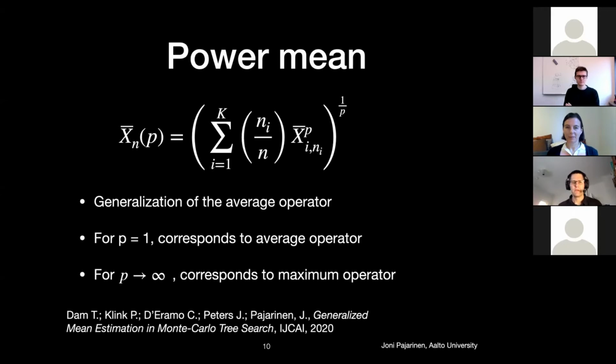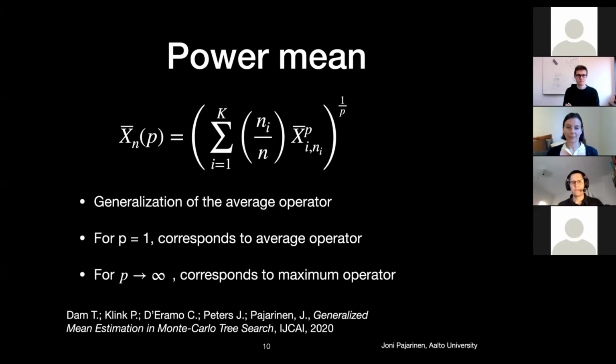So with this, we can have properties of both operators and choose a p-value that fits the problem at hand. And this is joint work with Tuan Dam, Pascal Klink, Carlo D'Eramo, and Jan Peters from TU Darmstadt. So this is basically the main contribution in this work.